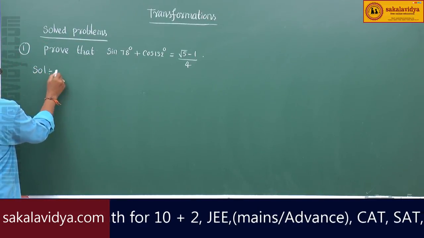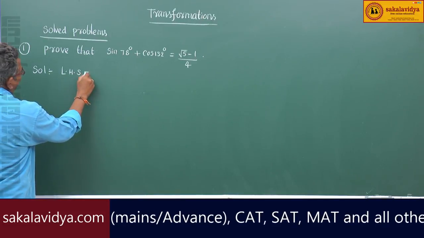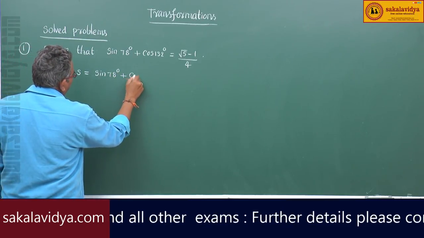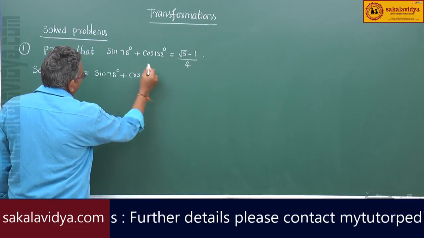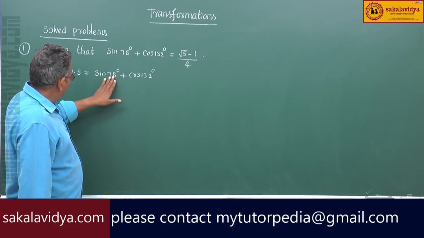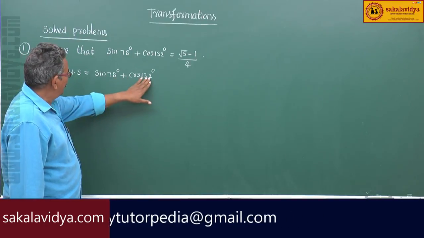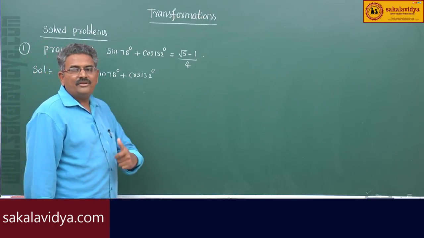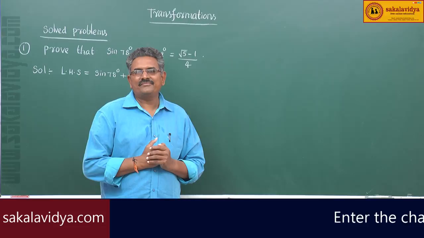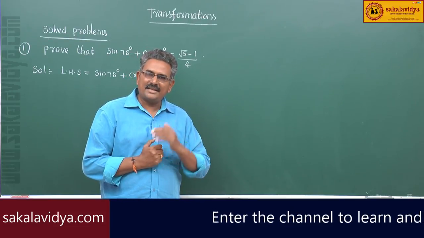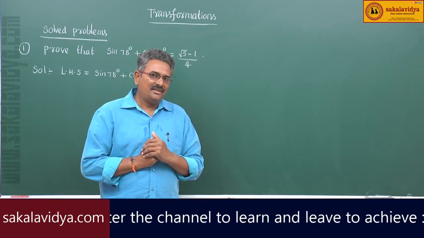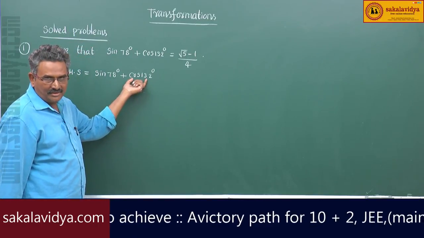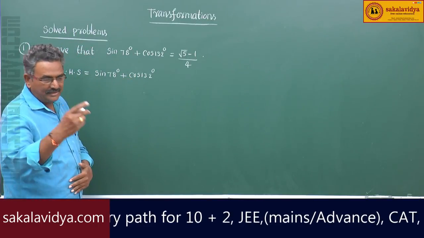Take the left hand side, sine 78 degrees plus cos 132 degrees. Suppose 78 is C and 132 is D, this will be in the form of sin C plus cos D. Shall we have any formula for sin C plus cos D? No. We have the formula for sin C plus sin D or cos C plus cos D. So it is quite obvious that we have to change this cos 132 degrees in terms of sin first.